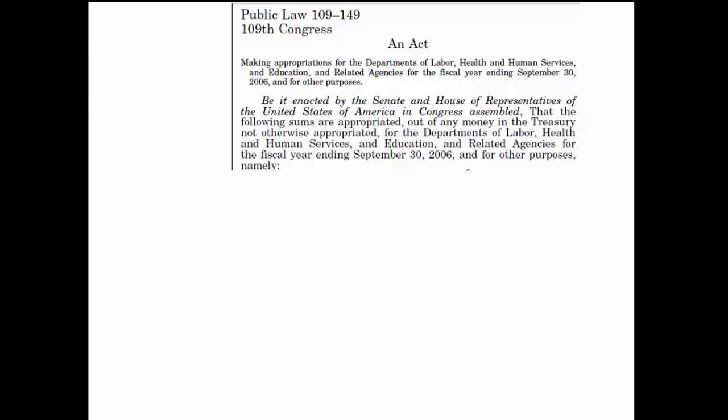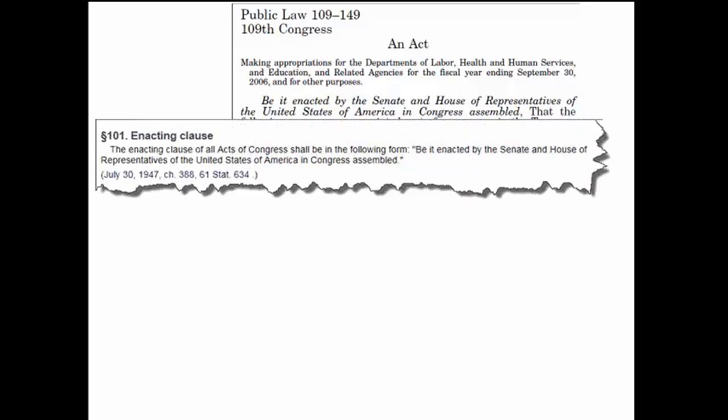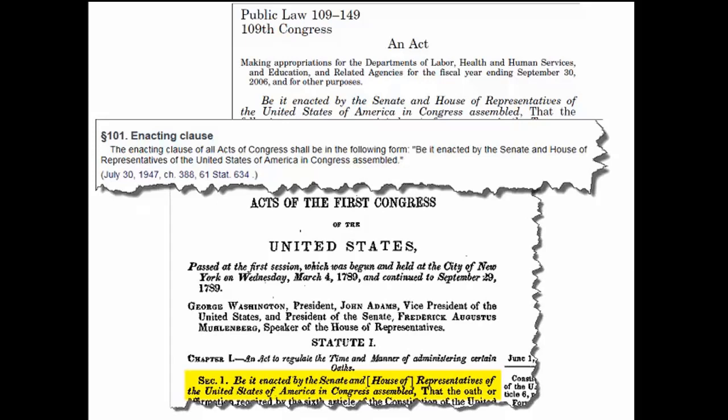The second standard component is the enacting clause. The format of the enacting clause is also based on a rule established by Congress, codified in Section 101 of the Dictionary Act. This precise phrasing, "be it enacted by the Senate and House of Representatives of the United States of America in Congress assembled," is the required enacting clause of all acts of Congress and has been used since the first act in the first Congress in 1789.